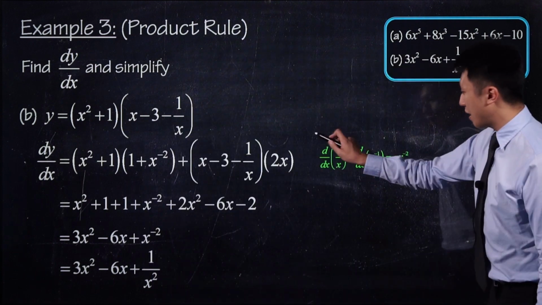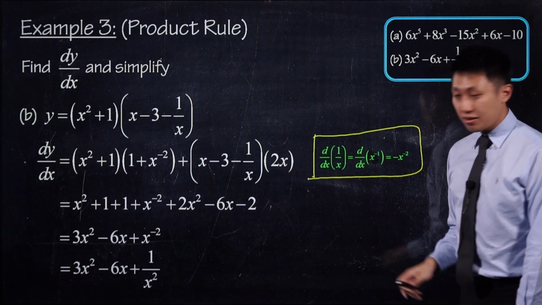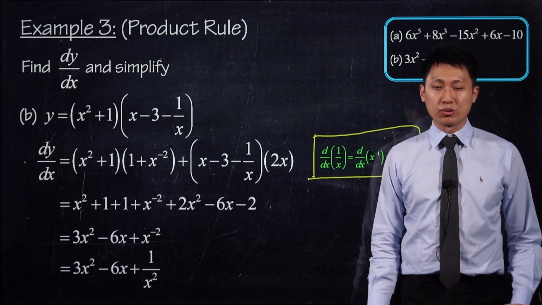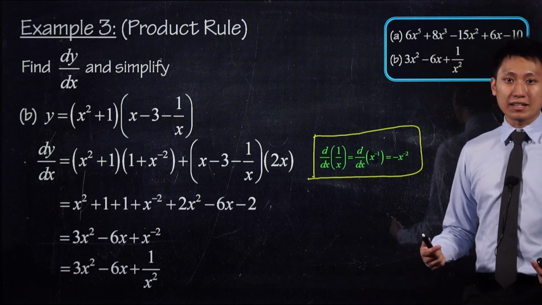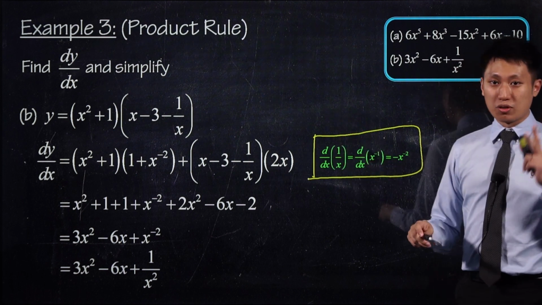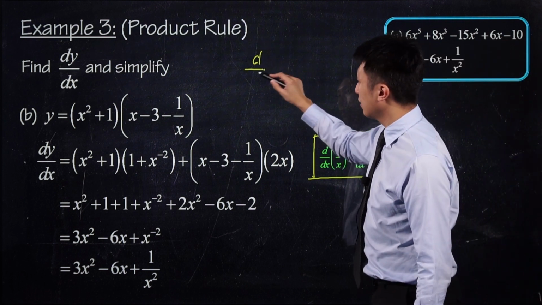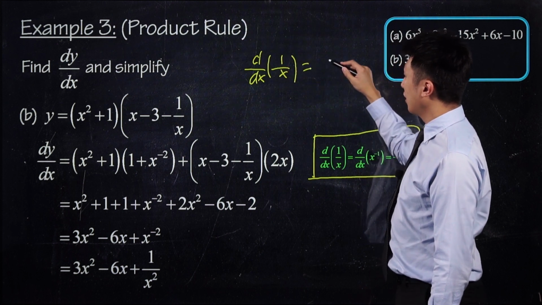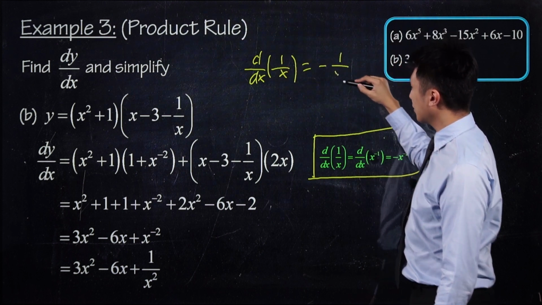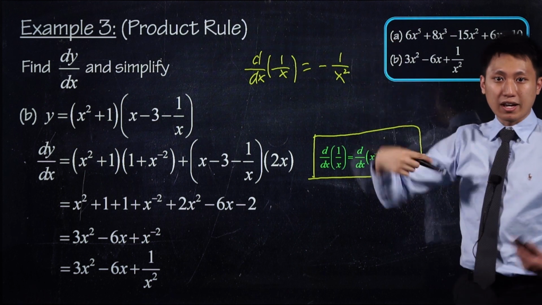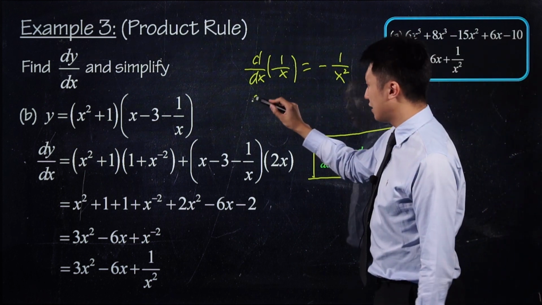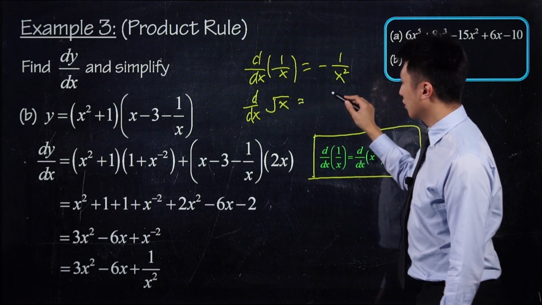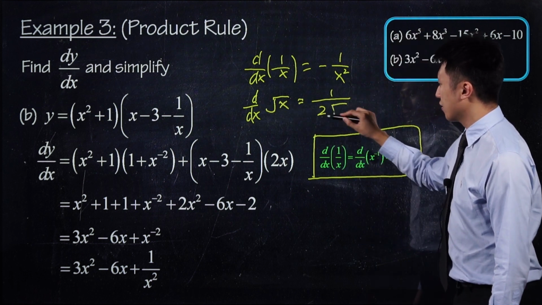If you can, I really want you to remember this one: differentiating 1 over x is negative x to the power -2. If you can, write really fast. Two things you should remember. One is differentiation of 1 over x is negative 1 over x squared, and in this form, if you can remember. Second thing is differentiation of square root x is 1 over 2 square root x.